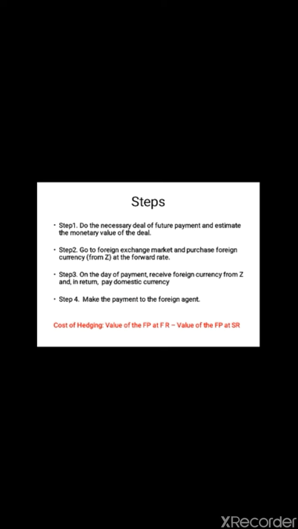Once you have done this estimate, what will you do in the second step? You go directly to the foreign exchange market and purchase foreign currency from Z at the forward rate. Now this Z can be any economic agent. It can be a bank, an institution, or an individual, anybody who is willing to sell foreign currency to you. But here you will purchase at the forward rate.